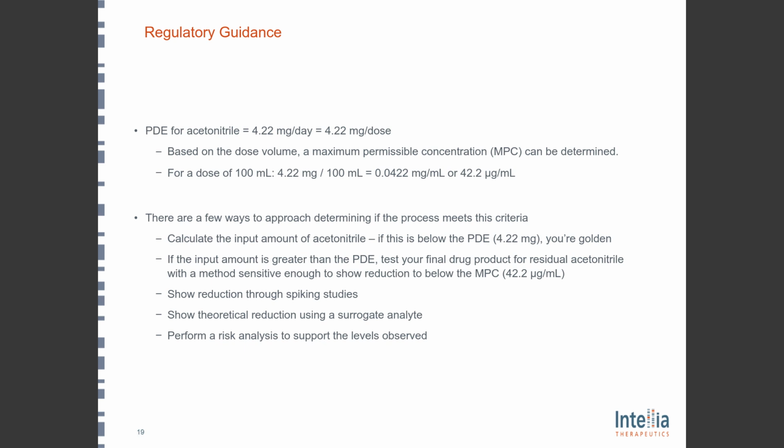So there's that. You can also show theoretical reduction using a surrogate analyte, and I found that to be helpful in the past if there's something that you can't calculate for. And I'll show an example of that next, actually. Or you could also, last line, your last kind of hope, is performing a risk analysis to support the levels observed. And in that instance, I've always gone to a toxicology consultant to perform a risk analysis. Generally, they'll go through the literature, see what they can find as far as risks associated with whatever impurity it is that you have, and they'll perform a risk assessment to see what they feel is the concern there.